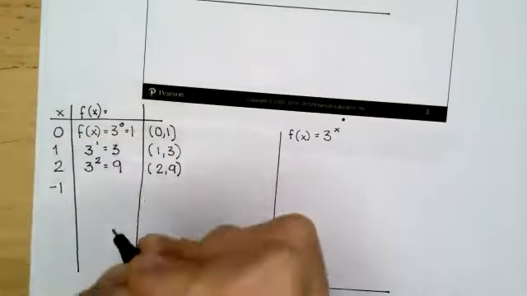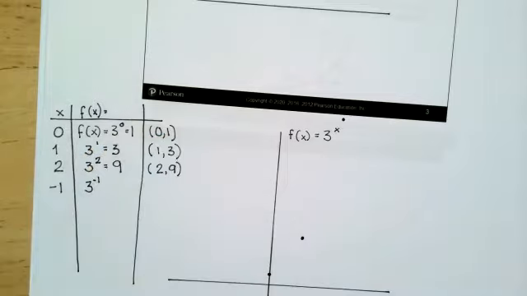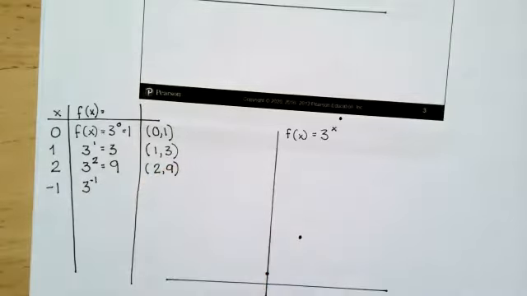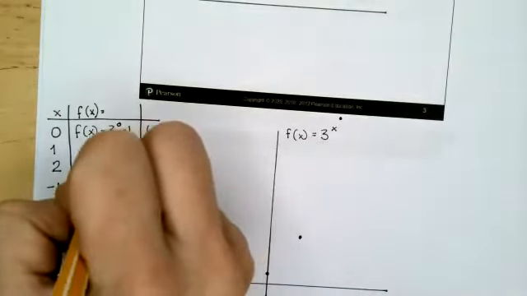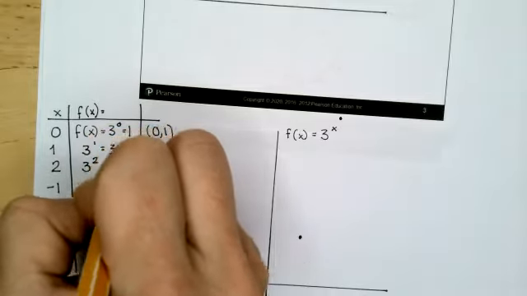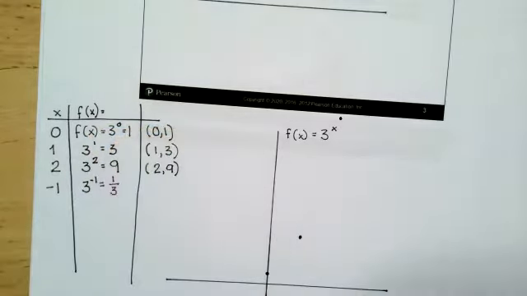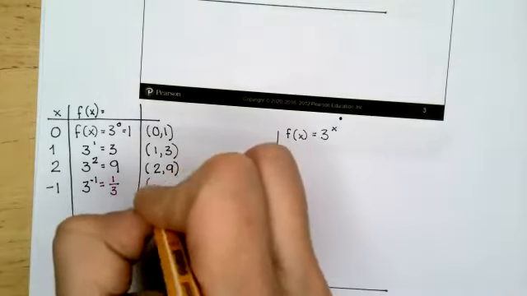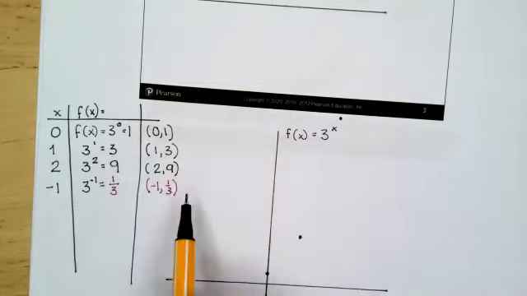So if I put in -1, what happens when I take 3 and give it an exponent of -1? If you remember, to make a negative exponent positive, we put it across the fraction bar. So 3 to the power of -1 is 1 over 3 to the power of 1, which is just 1 over 3. So that point is (-1, 1/3).